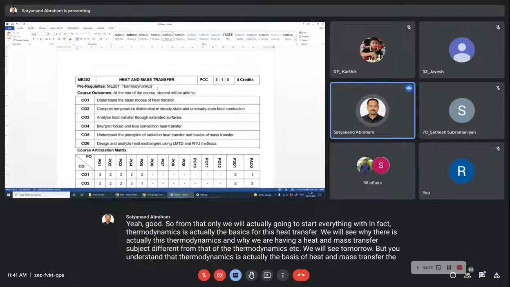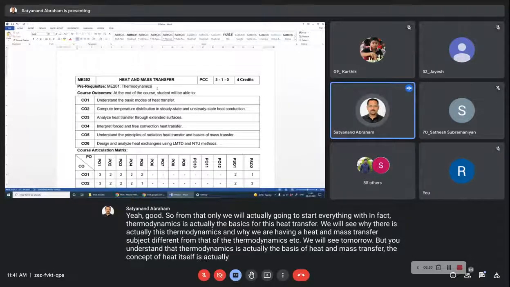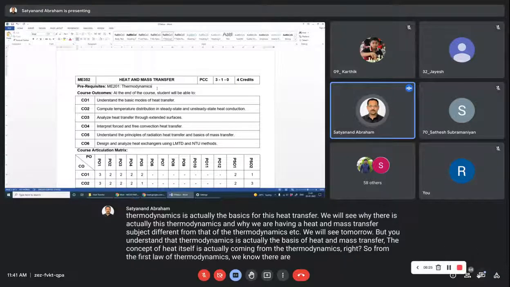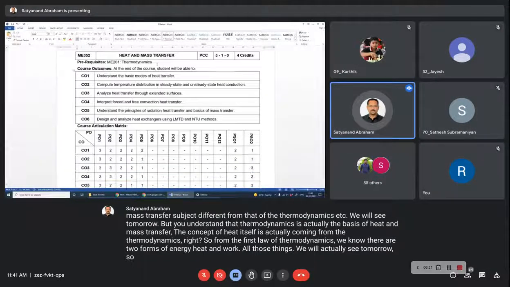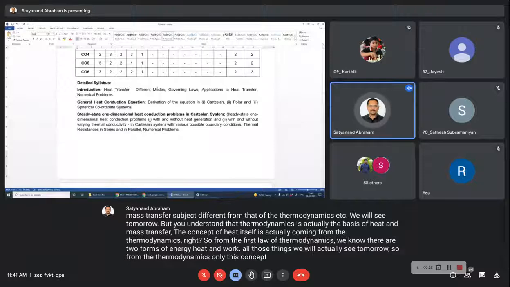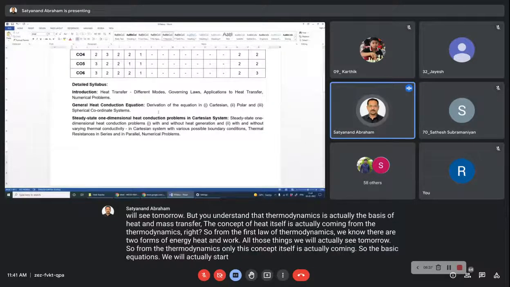The concept of heat itself is coming from thermodynamics, right? From the first law of thermodynamics, we know there are two forms of energy, heat and work. All those things we will see tomorrow. So from thermodynamics only, this concept is coming, and the basic equations we will start deriving based on the first law of thermodynamics itself.